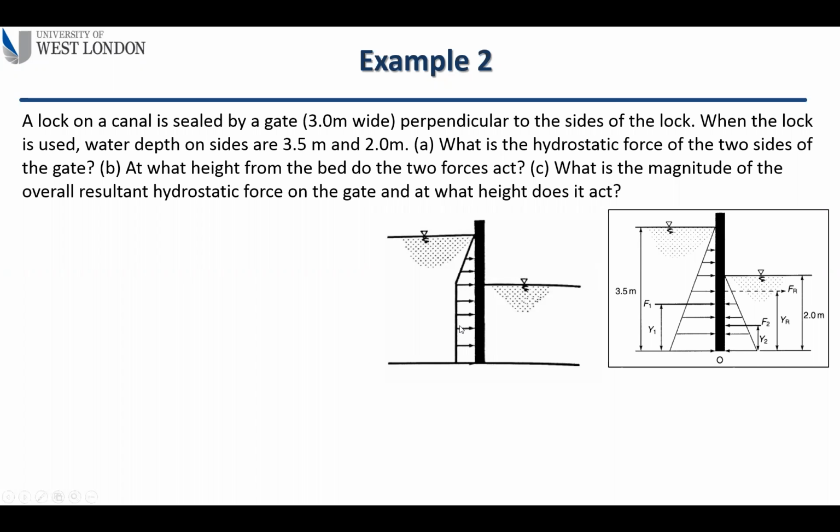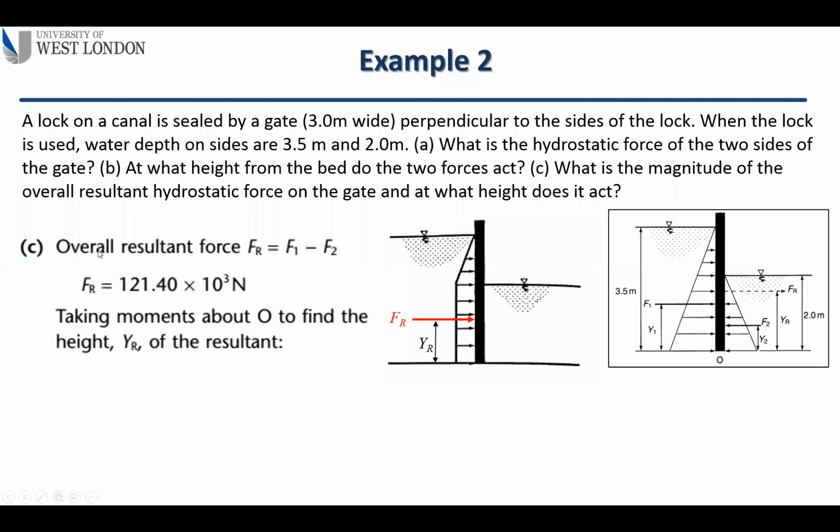But let's go with the calculation that we said, by using the resultant forces, or taking the moment about the resultant forces. So FR times lever arm YR is the way that we're going to calculate that one to see the result for section C. So the overall resultant force is the difference of F1 minus F2. So FR is 121.4 thousand newtons. To calculate YR, we need to take moments about O at the bottom, the base, to find the height of the resultant, which is YR.